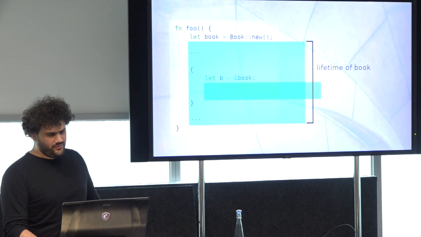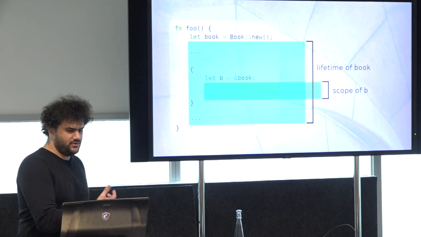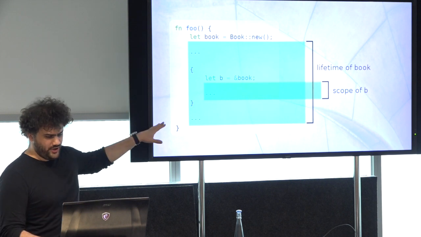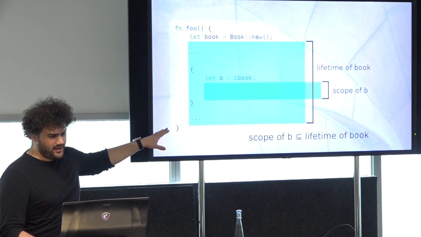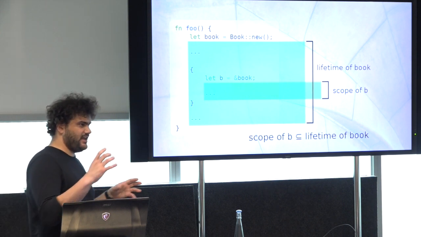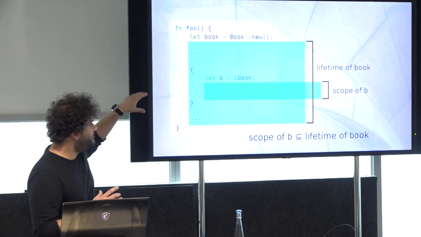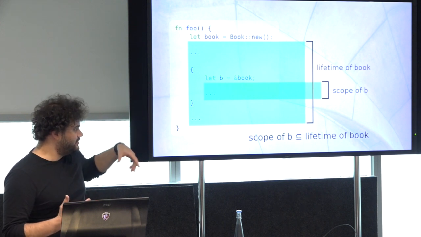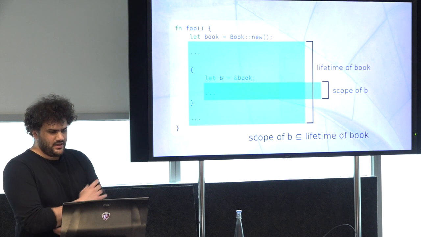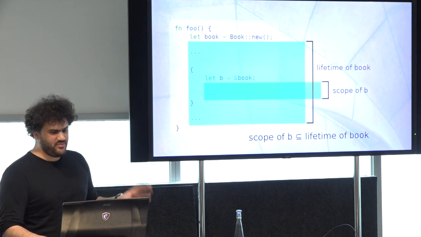So we borrow it, and we can do stuff to it. And this is the scope of the reference to book. So this basically means that what you are doing is valid. And it's valid because the scope of B is included inside the lifetime of book, right? Because otherwise, you would be holding a reference to something that doesn't exist. So this is what lifetime means.